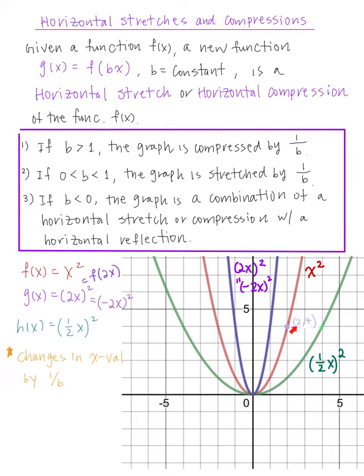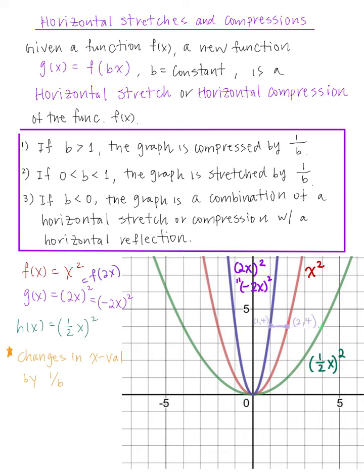What do you get? x equals 1, and then your y stays the same. That's what's going on here. So this point right here is 2 times 1/2, which is 1, and then your y value stays the same. So this will be your horizontal compression.